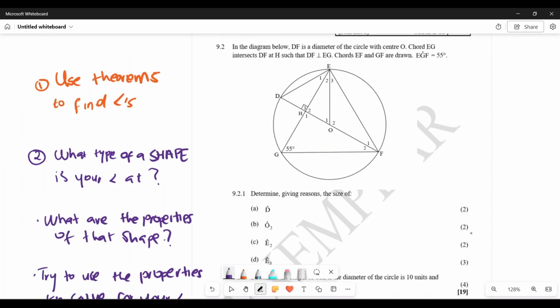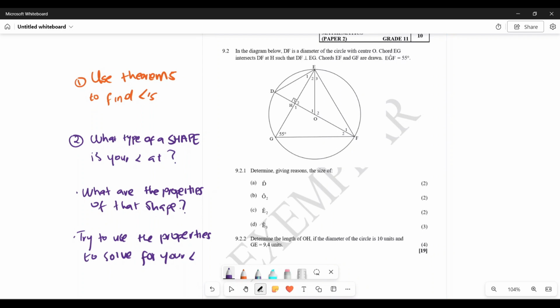So your first step will be to try to use your circle theorems to find that angle. If you can't, ask yourself what type of shape your angle is at. After you've identified the shape, ask yourself what are the properties of that shape. Then you use those properties to solve for your angle.